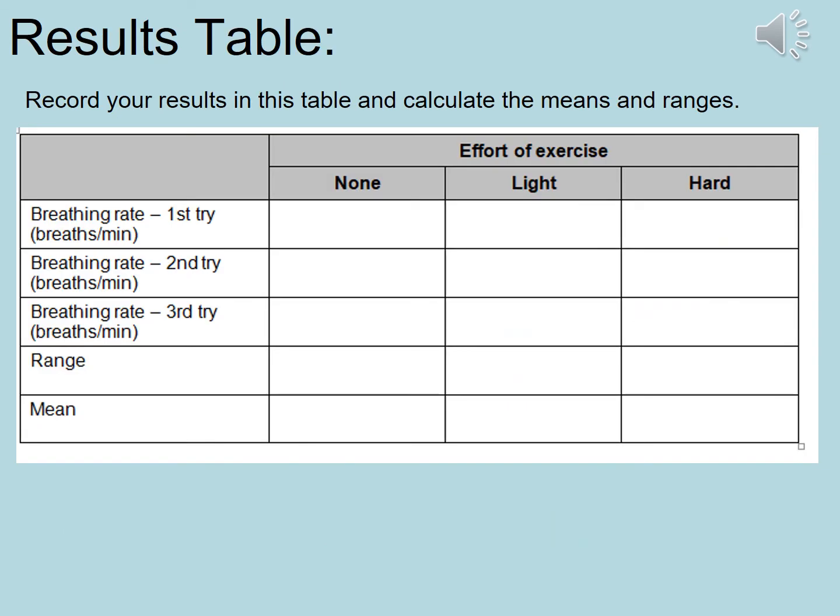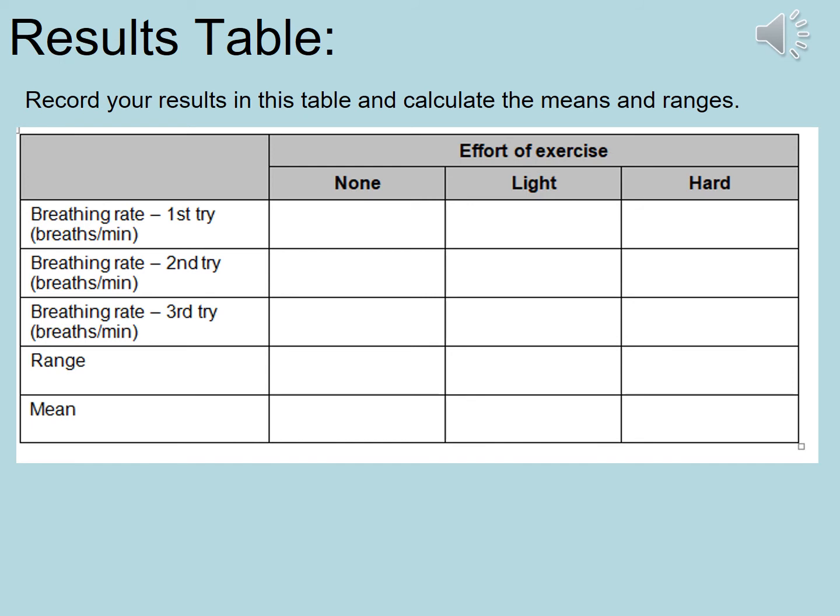So Year 8. Hopefully you've got a results table that looks a little bit like this. If you haven't, this is just a hint to help you so that you can get to the practical. So you're going to record your results from your first, second and third try. You're going to work out the range. Okay, so what's the lowest and what's the highest value? And then you're going to work out the mean. So that's adding the 3 up and dividing it by 3.